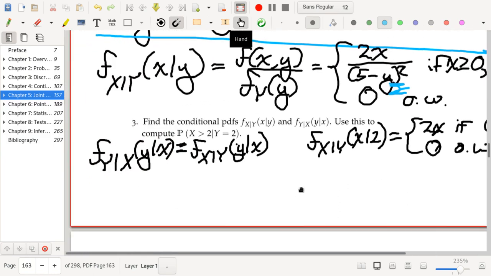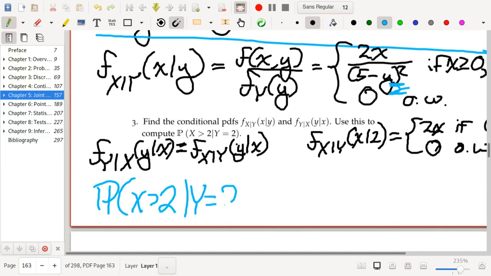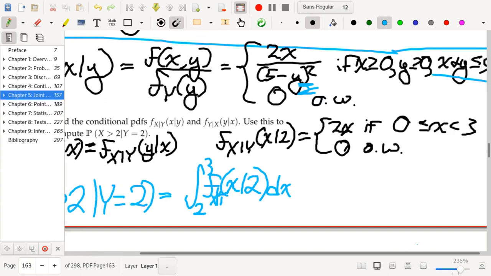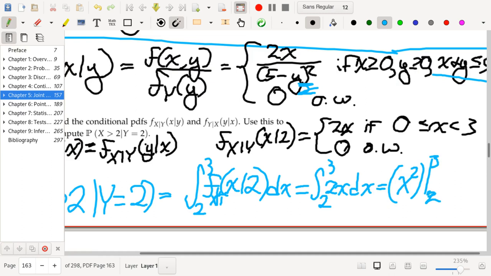So, all right, then I want to compute the probability that x is greater than 2. So the probability that x is greater than 2, given that y equals 2, will be the integral from 2 to 3 of our PDF of x given y, of x given 2 dx, which is equal to the integral from 2 to 3 of 2x dx, which is equal to x squared, running from 2 to 3. Although, something doesn't seem right.